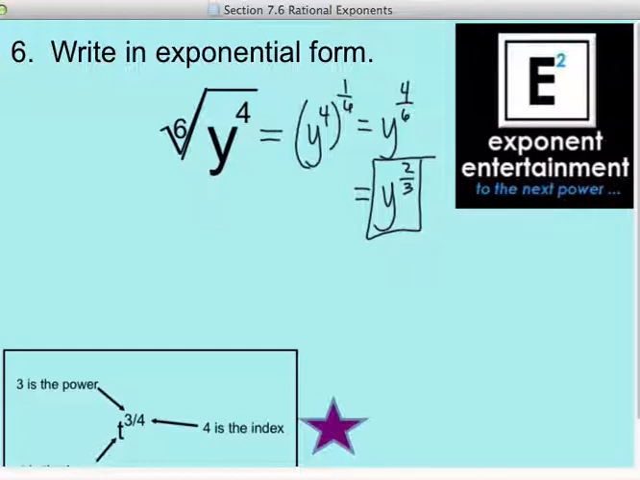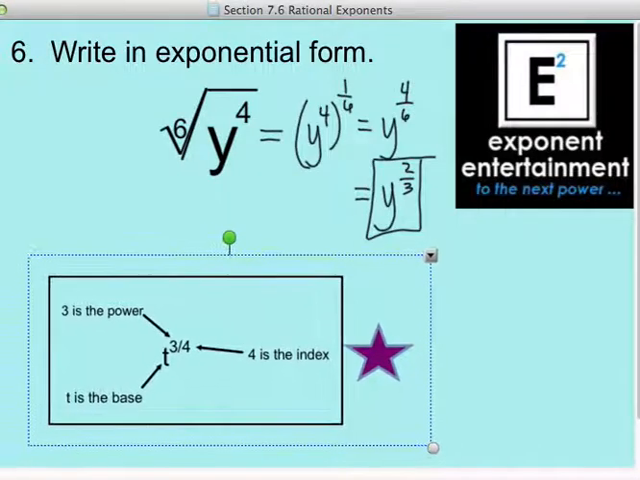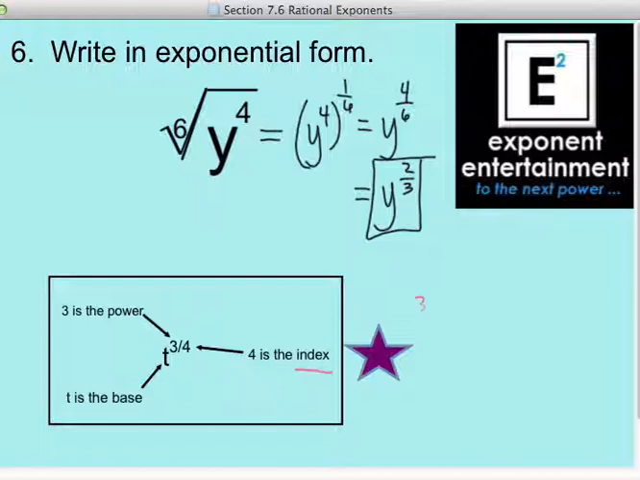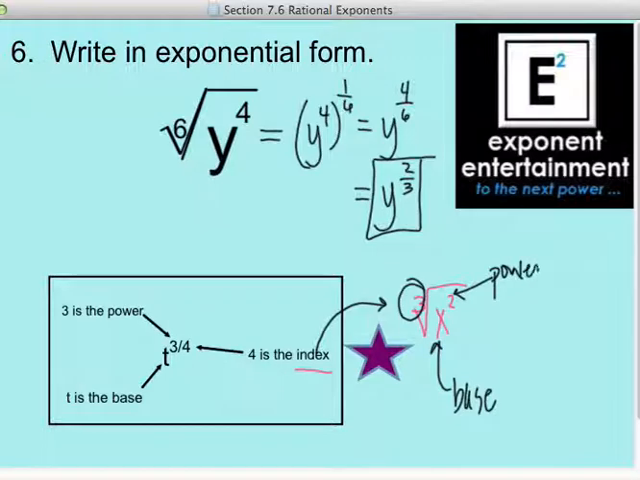All right. The next one we're going to look at, and I just want to point out before we do that, is that we have 3 is the power, t is our base, and 4 is what we call the index. So whatever is in, if I have, okay, this is another way of looking at it. This would be my index, the x would be my base, and the 2 would be my power. So just a little terminology before we move on.